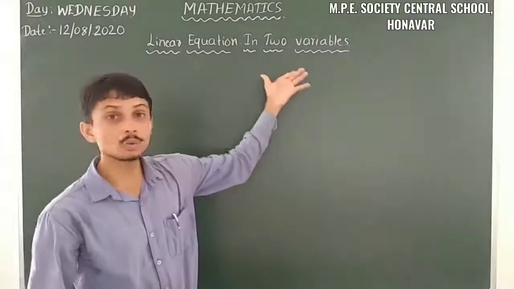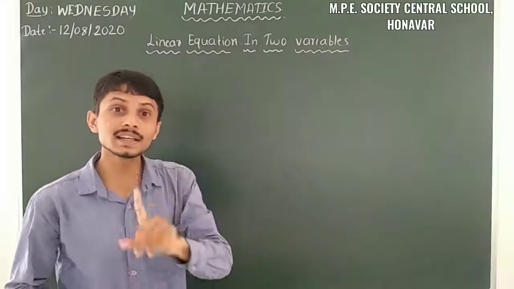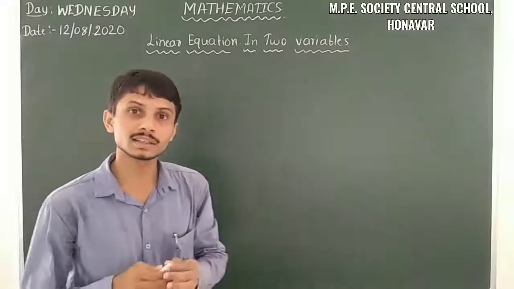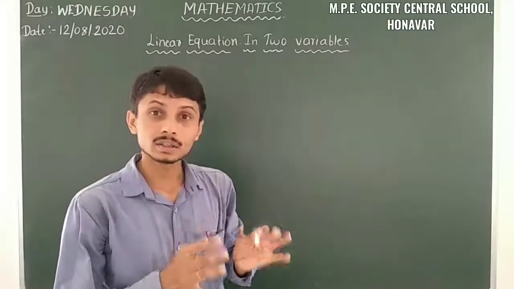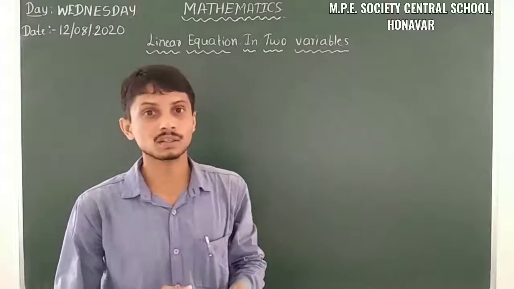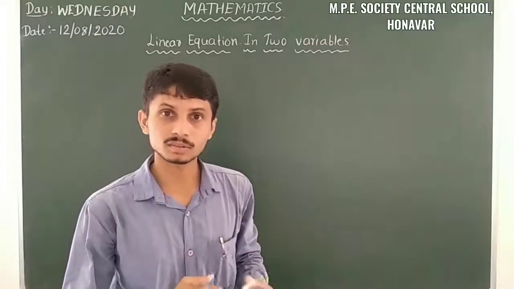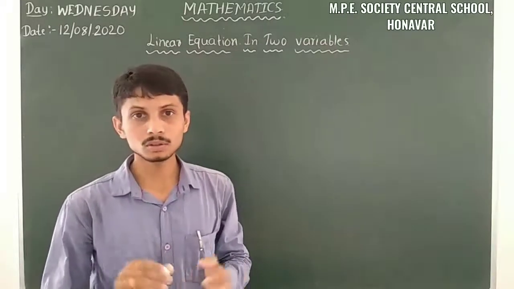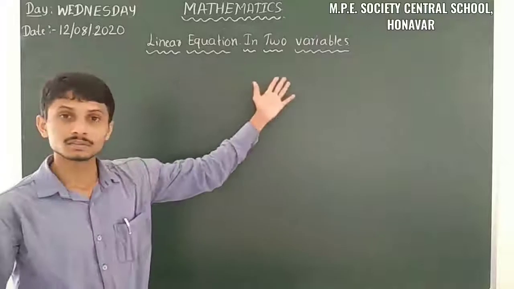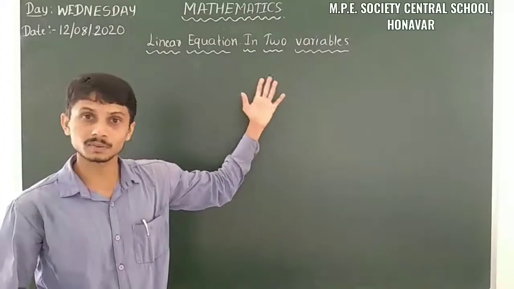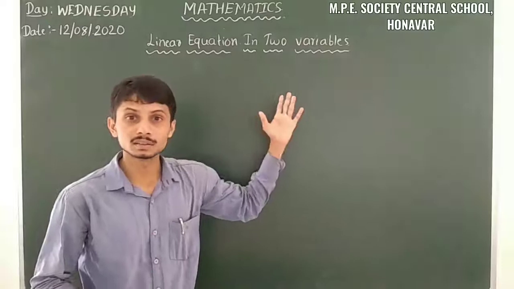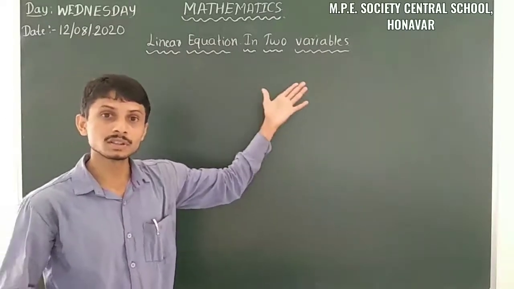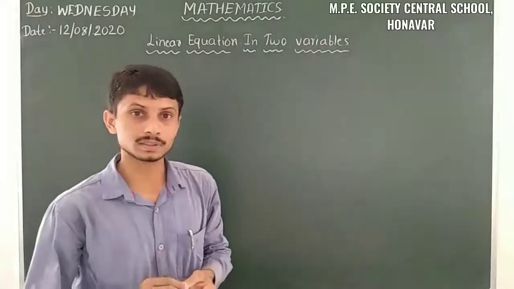So here we are using two variables in a single linear equation. We already learned that a linear equation is an equation having degree 1. That means the power of the leading term is 1. This is the meaning of the title of this chapter: linear equation in two variables.